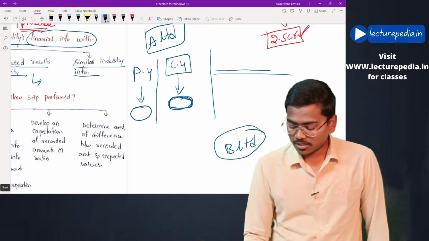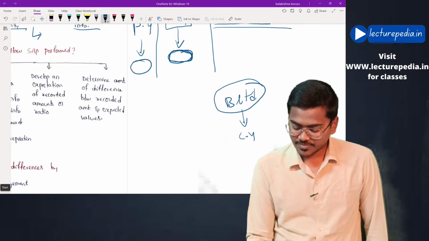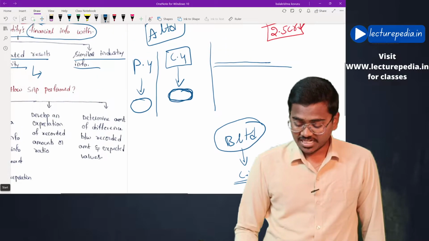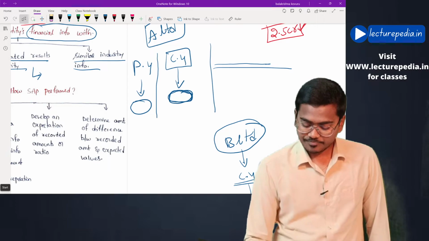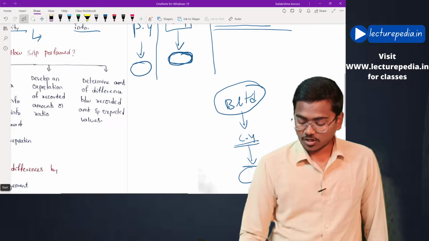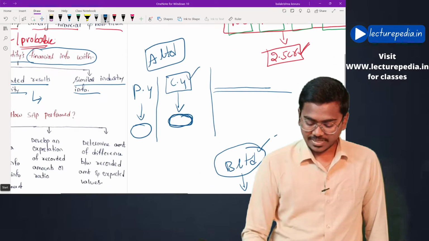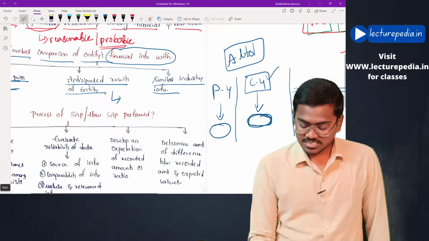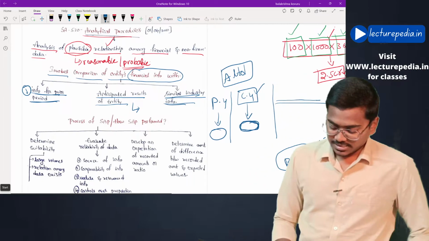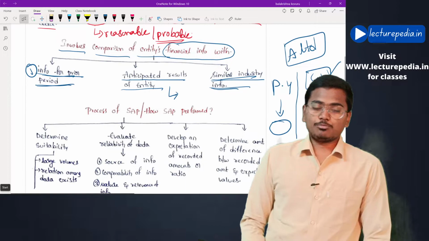B Limited could have also prepared its financials in the current year. Okay, it will be having its current year data. Now the auditor of A Limited will compare data of A Limited with data of B Limited. Okay, this is a comparison with similar industry information. These are the three types of comparisons that the auditor can perform under analytical procedures.